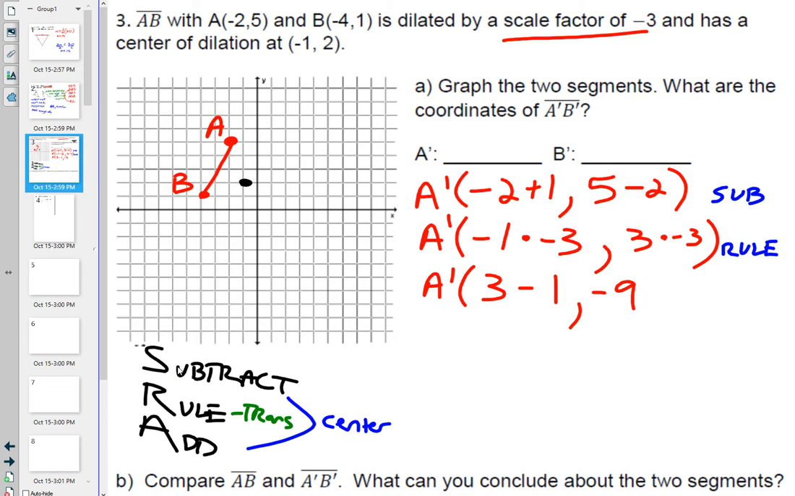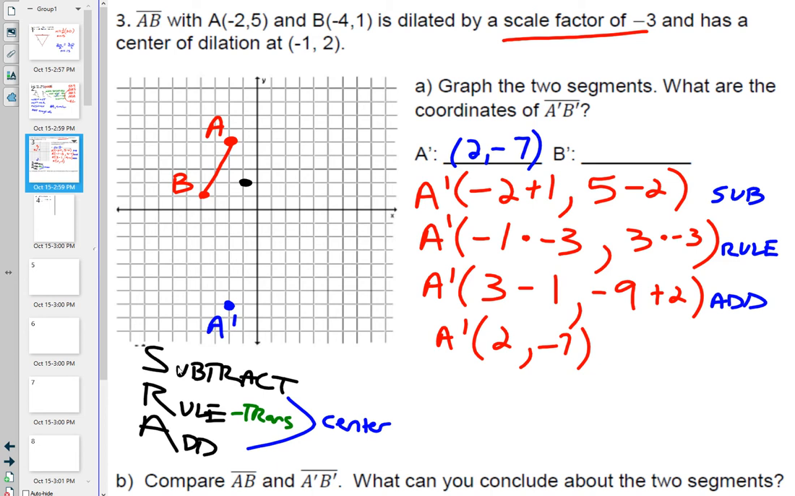What's the y of the center? 2. So once all is said and done, my A prime is at 2, comma negative 7. So when I plot this, 1, 2, 1, 2, 3, 4, 5, 6, 7 is going to be A prime. Let me try to fit B prime. I made this part too big.